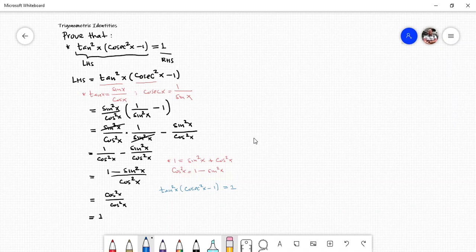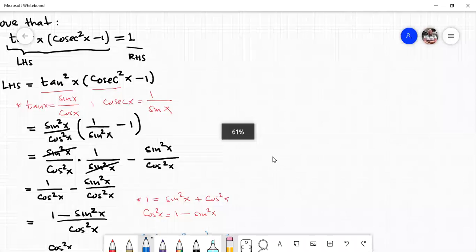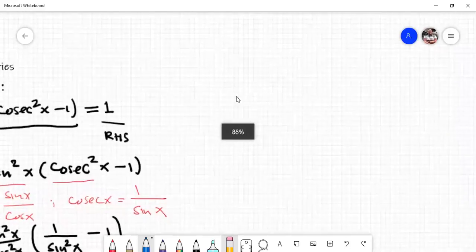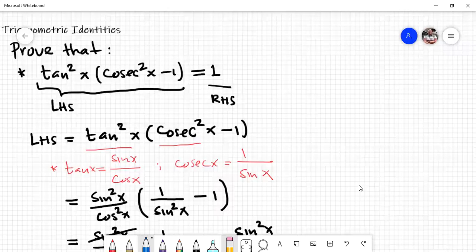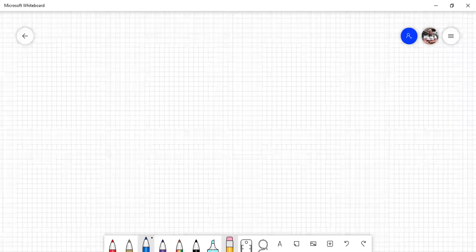Now we come to the second problem. Let's see what we have. Okay, so I put it here. Now, on the second question, I have to prove. Now I'm using blue color.